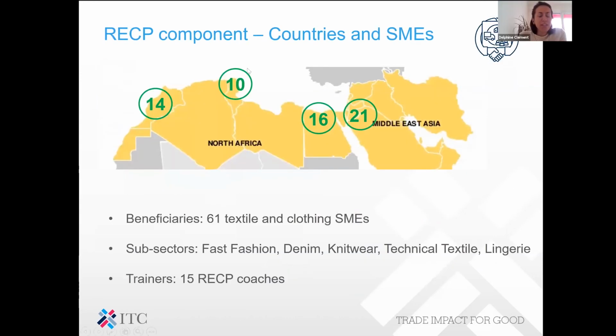Yeah, thank you, Ann-Kathrin. With these coming slides, we want to provide you with an overview of what is currently happening on the ground with our beneficiary companies, part of the whole GTEX MENATEX program. At the moment, we are working with 61 textile and clothing SMEs in Morocco, Tunisia, Egypt, and Jordan. They're all working in several different subsectors: fast fashion, denim, knitwear, technical textile, and injury. And we have hired 15 experts on resource efficiency and circular productions.